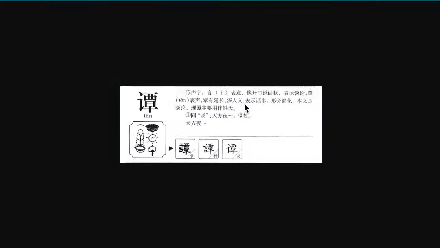Let's take a look at the character itself. This one has the talking radical, indicating this is related to someone talking. On the right-hand side is the character tan, which has the meaning of extending, going deep. So this is not small talk, but rather a long discussion type of talk. Sometimes nowadays this character is used for indicating some kind of forum. Tan.